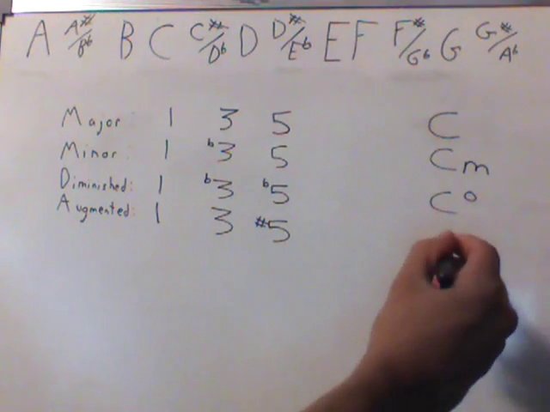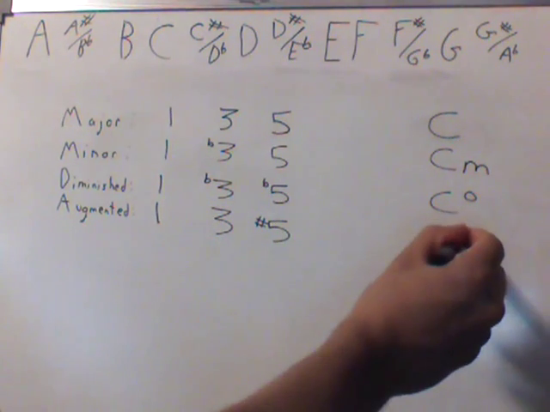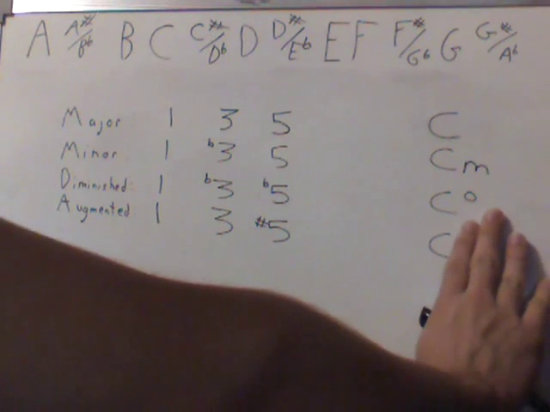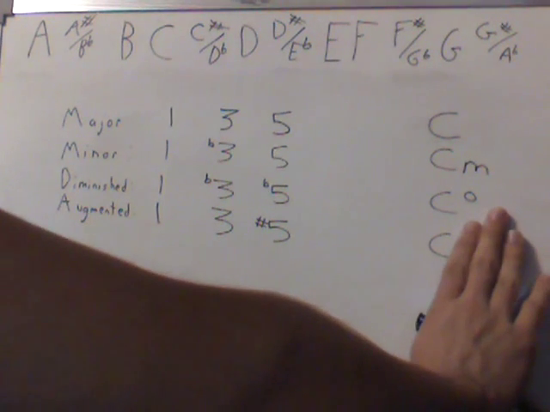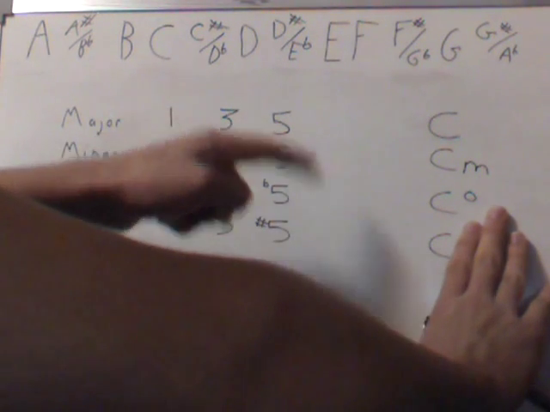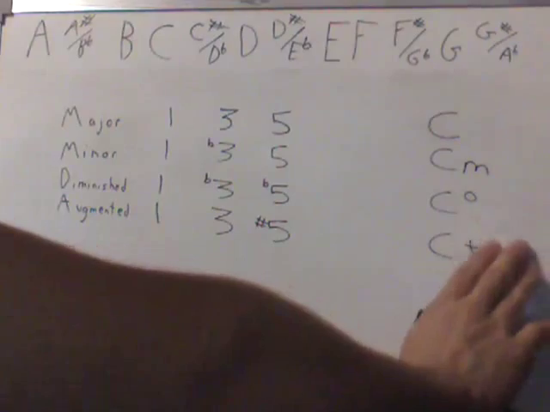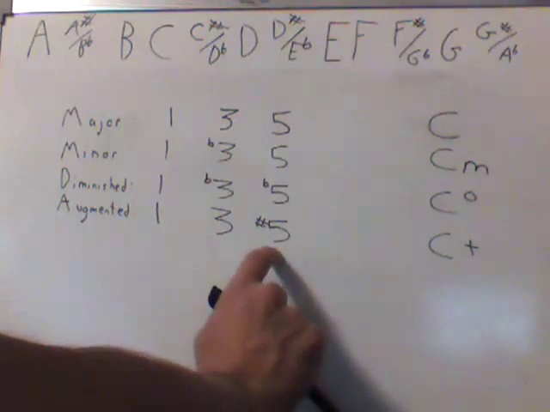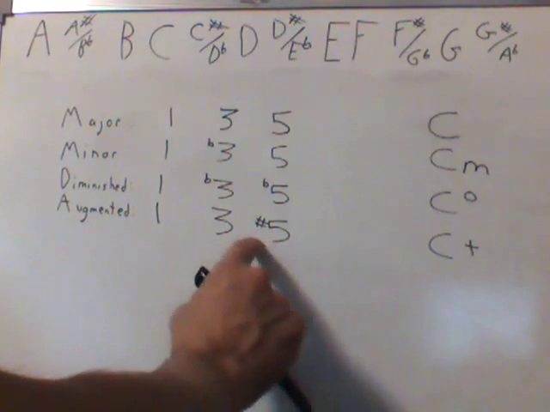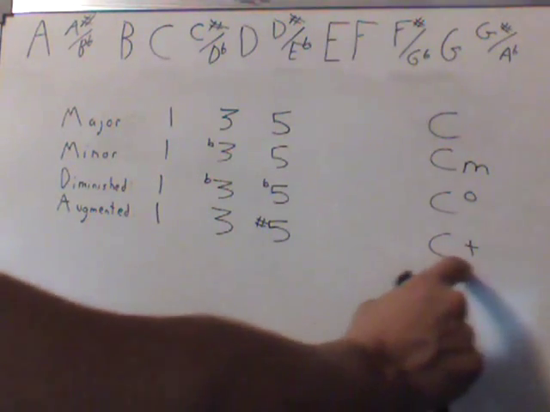The next one is a C augmented. This is the symbol for an augmented chord. So again, if we cover this up, we can get it. The C major triad, 1, 3, and 5, and then the augmented symbol just tells us, well, to make it an augmented chord. And in order to do that, all we have to do is sharp the 5. Okay? And that's all that means.